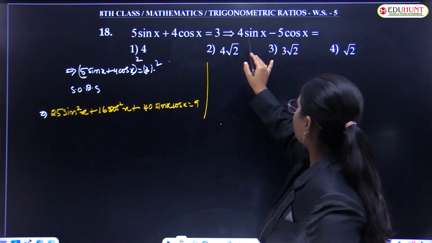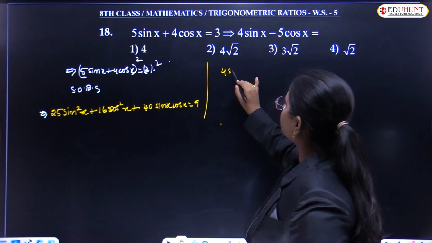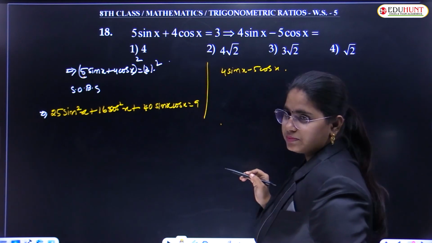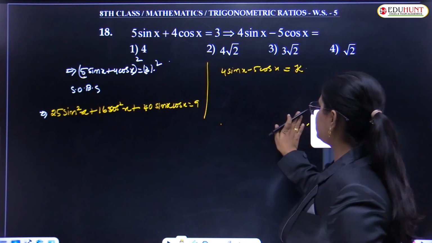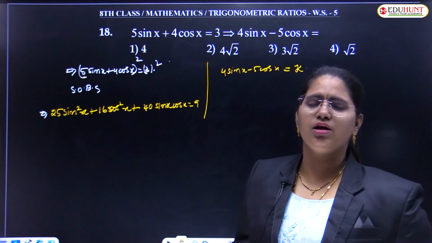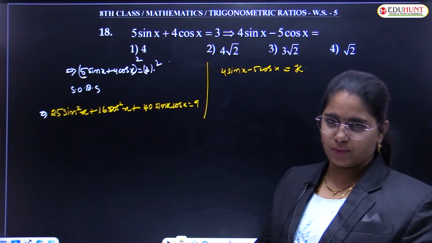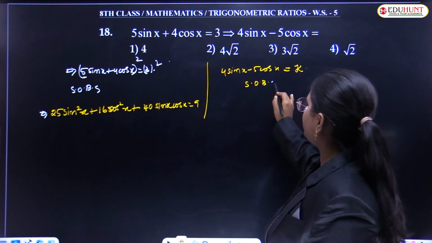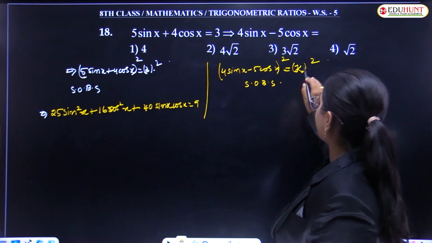Next, what have they also asked us to find? They asked us to find 4 sin x minus 5 cos x. So we need to find this particular thing. Let me imagine it is equal to some particular value k, some constant. So I need to find the value of the constant here. Yes or no? So again the same process, I will apply squaring on both sides. Squaring on both sides, which is equal to k square.